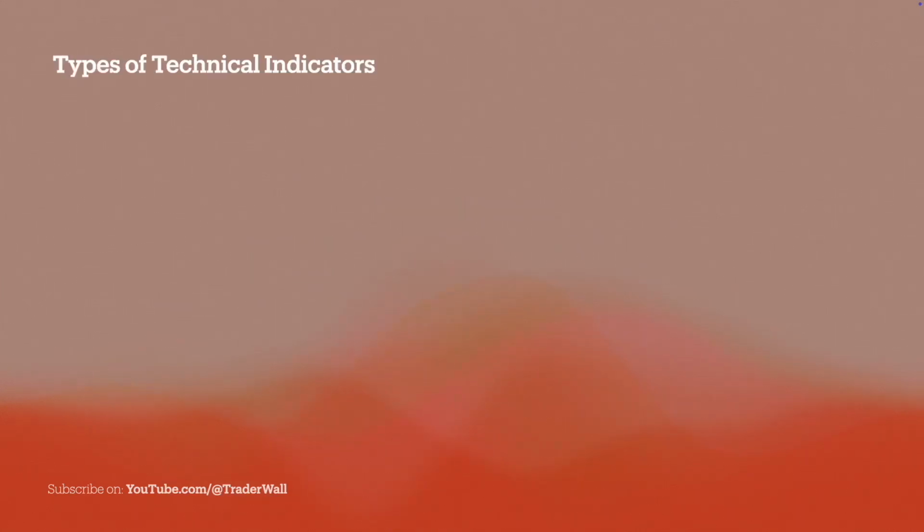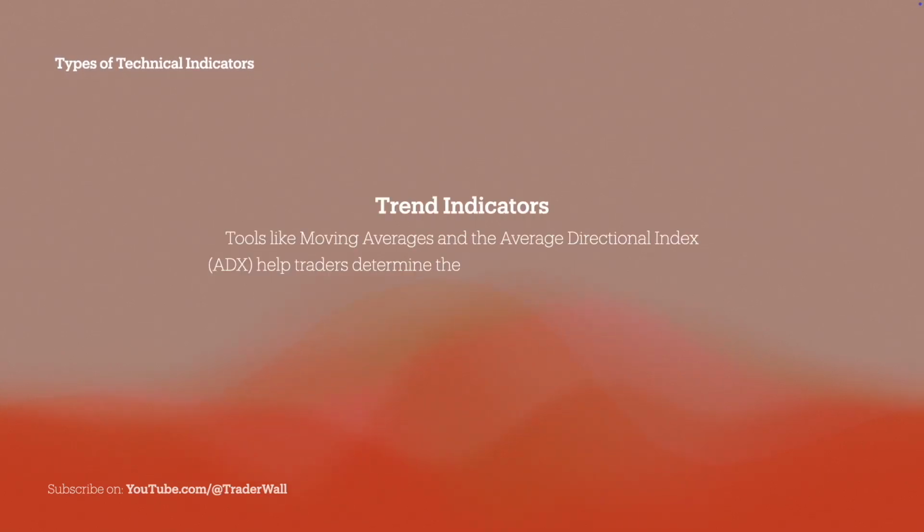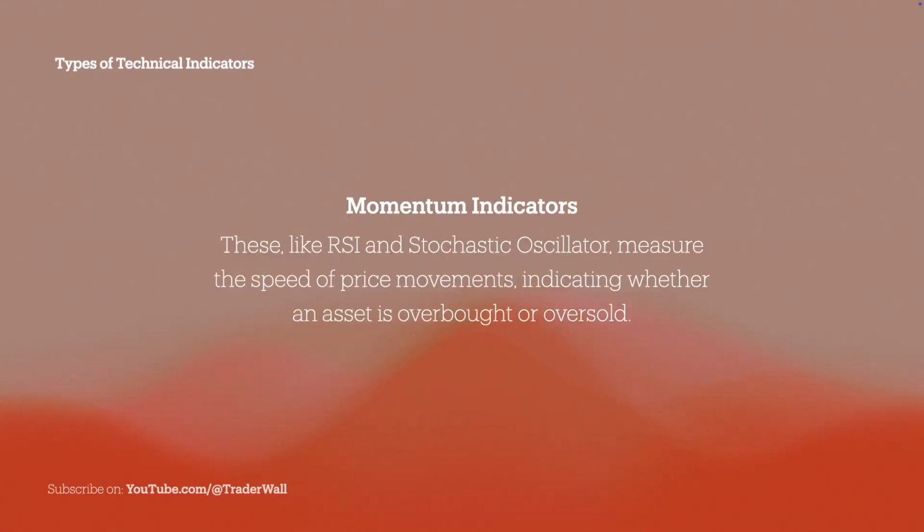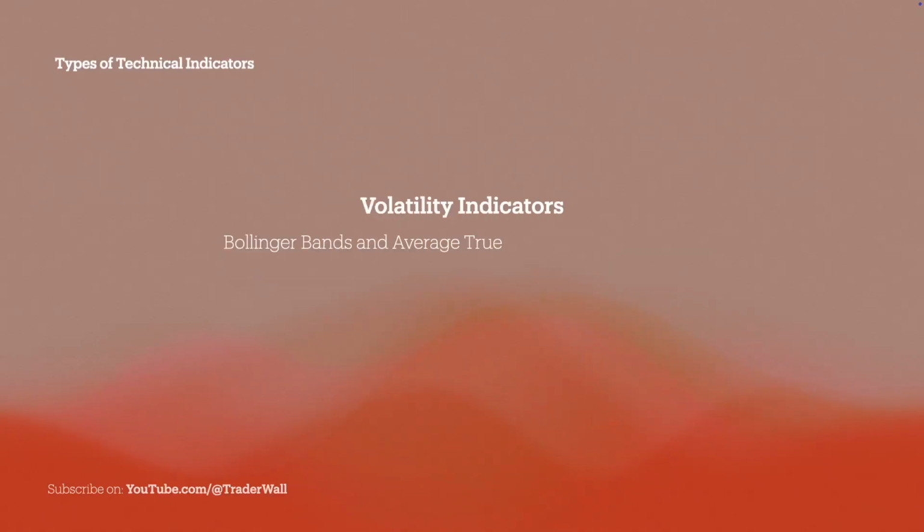Types of technical indicators. Technical indicators are divided into different categories, each serving a specific purpose. Trend indicators. Tools like moving averages and the average directional index (ADX) help traders determine the direction and strength of a trend. Momentum indicators. These, like RSI and stochastic oscillator, measure the speed of price movements, indicating whether an asset is overbought or oversold.